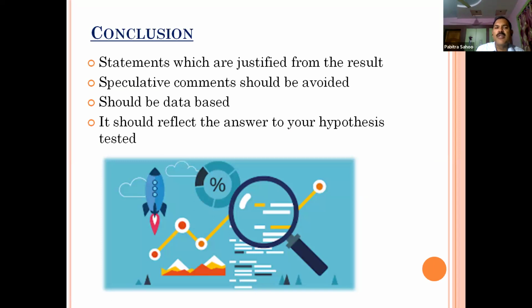Speculative comments should be avoided, like "we thought the result may be because of that." There should not be any speculation in your study. Basically, the theme of the conclusion is that whatever aim and objective you have set, you have to justify. Okay? And it should be data-based. It should reflect the answer to the hypothesis tested. So this must be included in the conclusion.